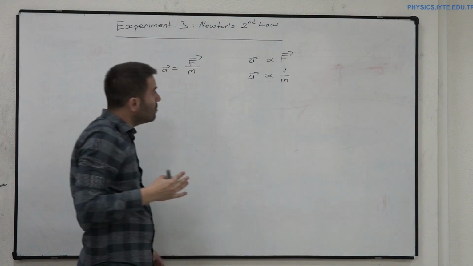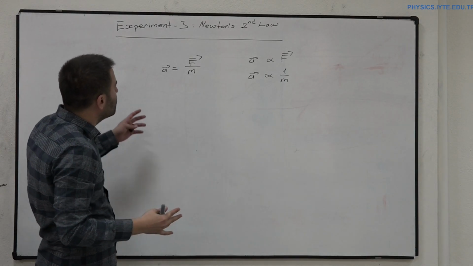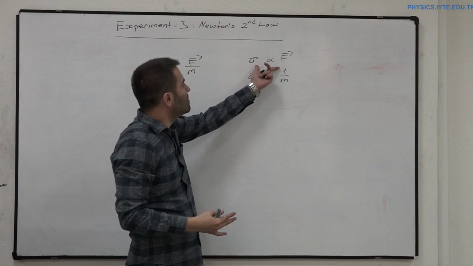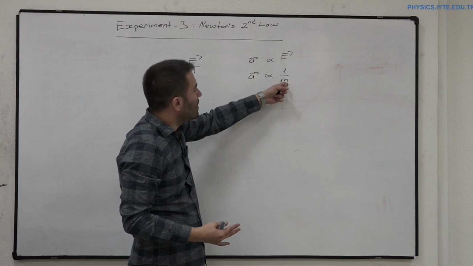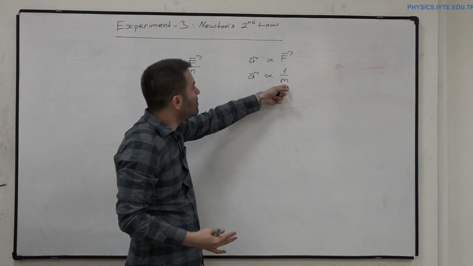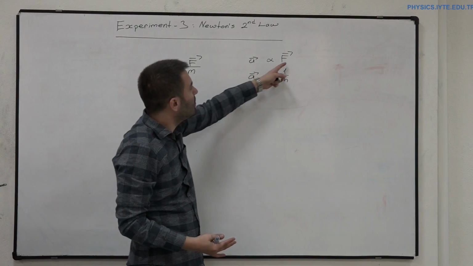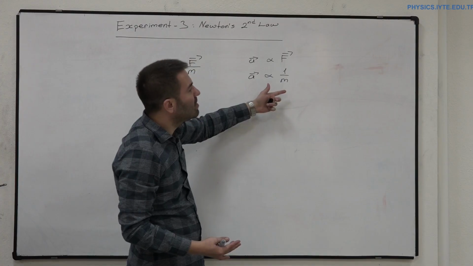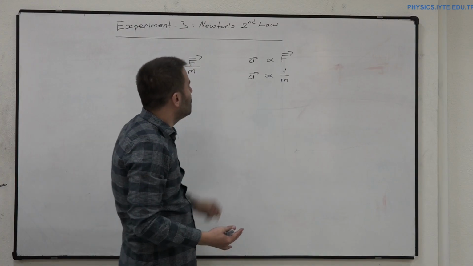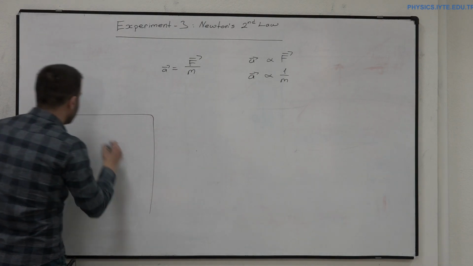So I'm going to set up an experiment, and I'm going to first verify that acceleration is proportional to the force by keeping the mass constant. And then in the second part of the experiment, I'm going to keep the force constant, and I'm going to see how acceleration changes with respect to the mass. And my setup is something like this.